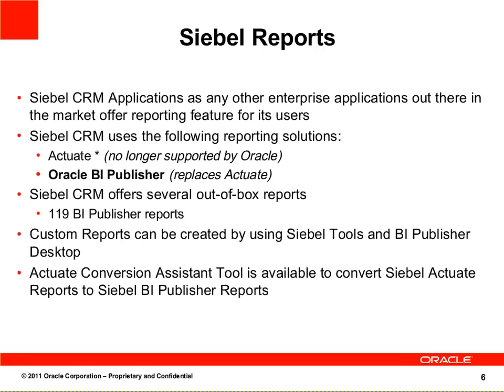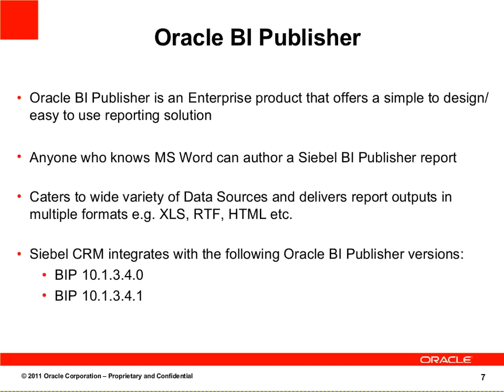We do offer this conversion assistant tool. It's called the Actuate Conversion Assistant tool, which is available for conversion of Siebel Actuate reports to Siebel BI Publisher reports. This tool is also available on our website, or on e-delivery as well. So you can download that and do some basic conversion from Actuate to BI Publisher. It gives you a nice tool where you can convert your Actuate layout into a BI Publisher layout, and then you can start using that layout as a starter for further designing that report.